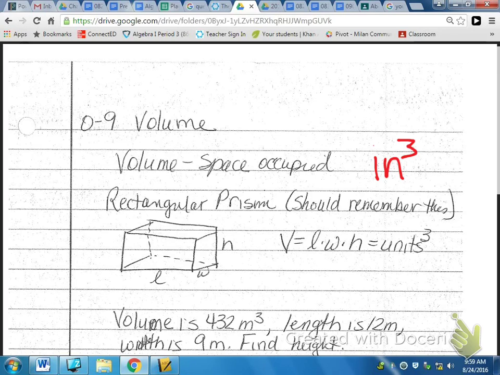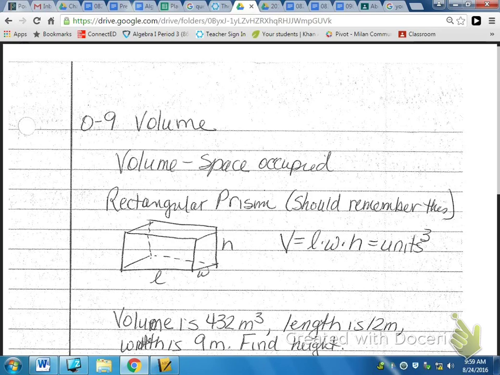So just like I said yesterday, we're doing just a couple of volumes. These formulas you should kind of commit to memory because they've taken those formulas off your I-step and you have to know them. So the most common three-dimensional figure that we would ever work with would be a rectangular prism.